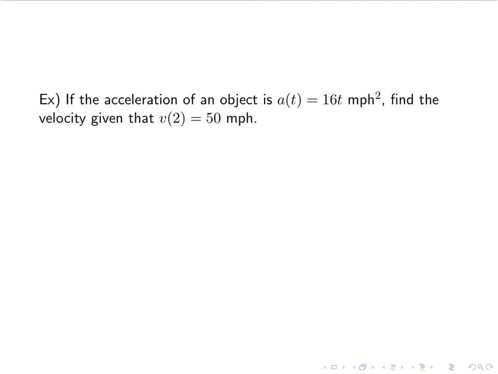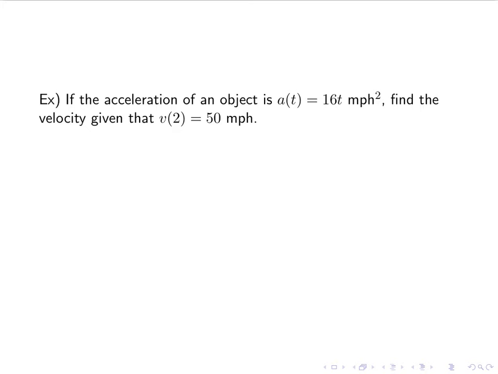So for the first one, if the acceleration of an object is a of t equals 16t miles per hour squared, find the velocity given that v of 2 equals 50 miles per hour. So it doesn't say find the velocity at a certain time. So just find the velocity means we want the equation for velocity. So this is the first type. What's the equation of the velocity function?